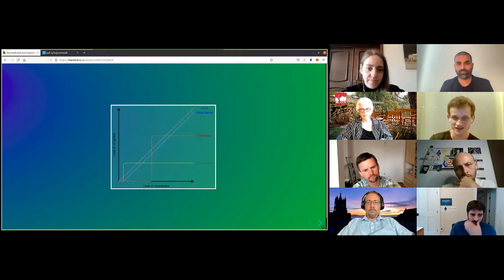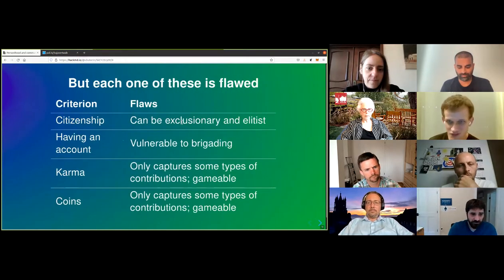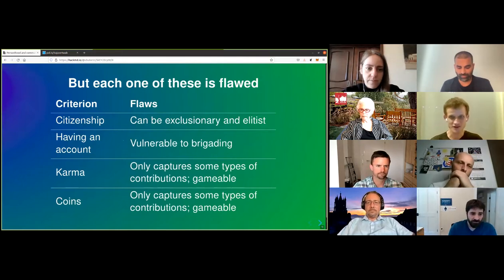Coins are just a line. You can have a few, you can have more, you can have even more. Karma on forums, you can have a little, you can have more, you can have even more. But each one of these has its flaws, right? So citizenship, for example, it can be exclusionary, it can be elitist.